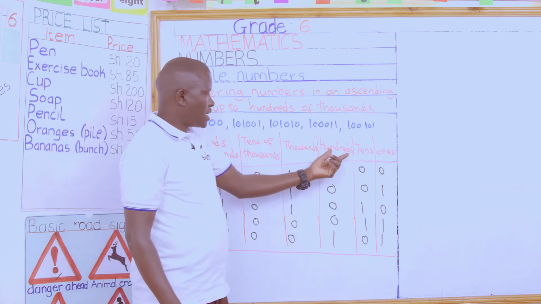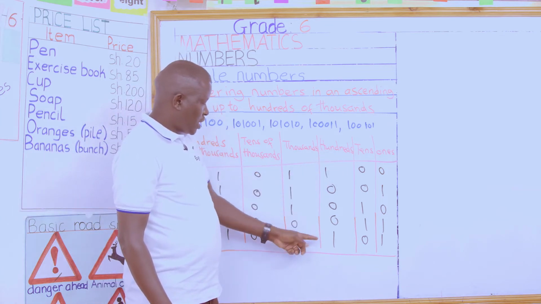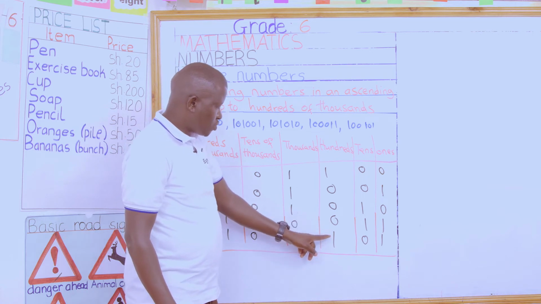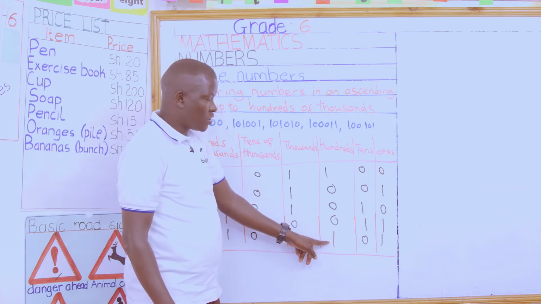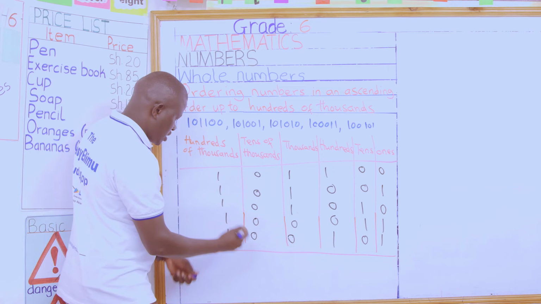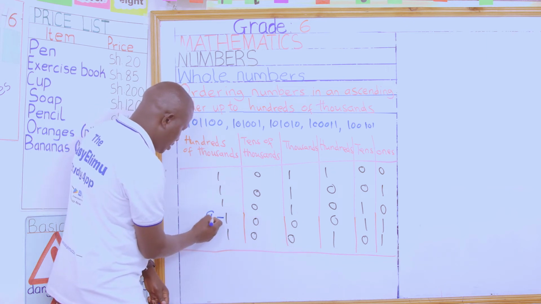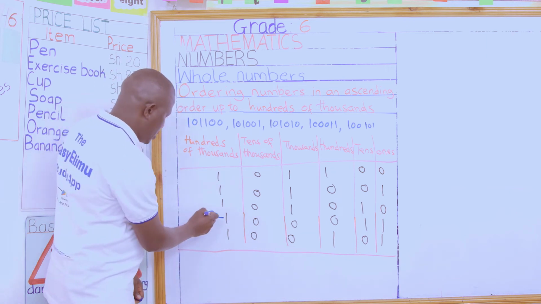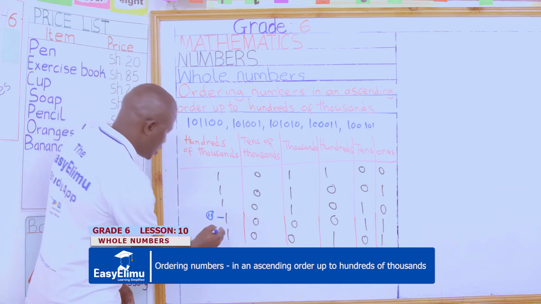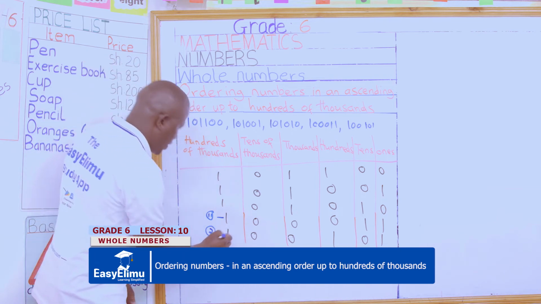We go again to the hundreds place value. We have now 0 and 1. That means the one with the 0 is the smallest. So this now becomes the first in our arrangement. This will be number 1 in our arrangement, and this other one will be number 2 in our arrangement.